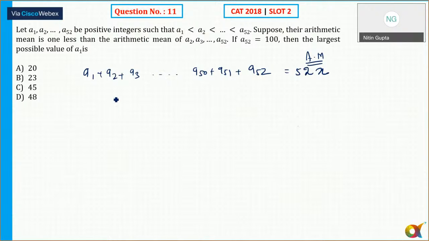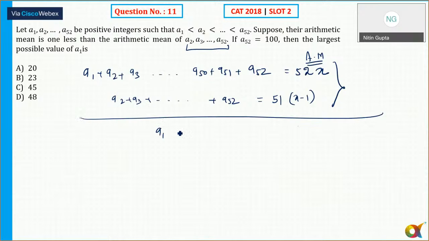Now if I'm starting from A2 till A52, I'll say that is A2 plus A3 and so on till A52. And the arithmetic mean of these 51 numbers, A2 to A52, is equal to 1 less than the arithmetic mean of these 52 numbers. So X minus 1, so the total sum is 51 multiplied by (X minus 1). Now take the difference of these two. If I subtract these two, I'll get A1. So A1 is equal to 52X minus 51X plus 51, that is equal to X plus 51.